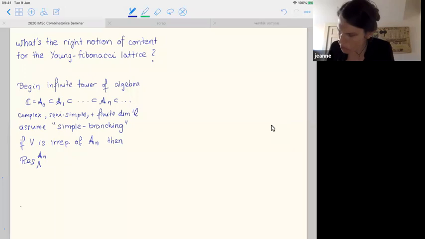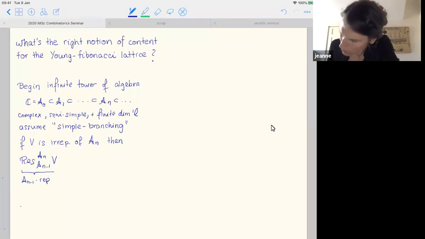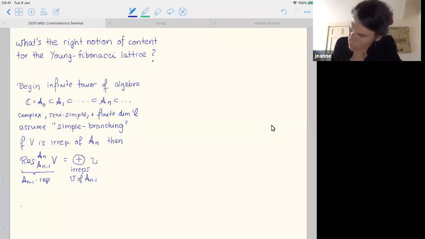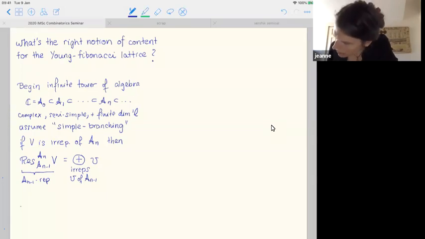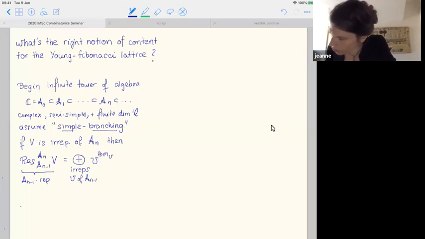And of course, this restriction is an A_{n-1} module representation, but in general, it will be very reducible. And so we can decompose it in terms of the irreducibles of A_{n-1}. So this will break up as a sum, and each of these irreps of A_{n-1} will come with some multiplicity, which you could call mu. And then the simple branching requirement is that these multiplicities mu are either zero or one.